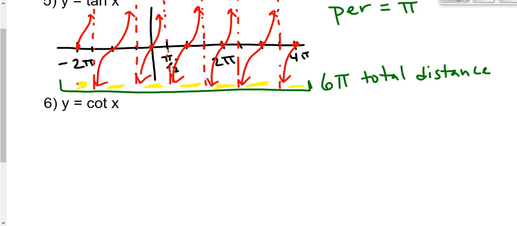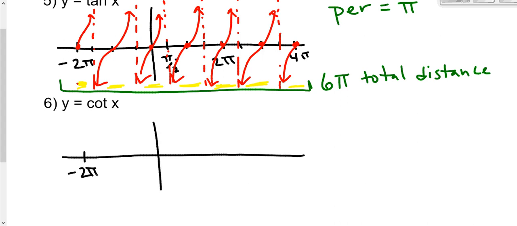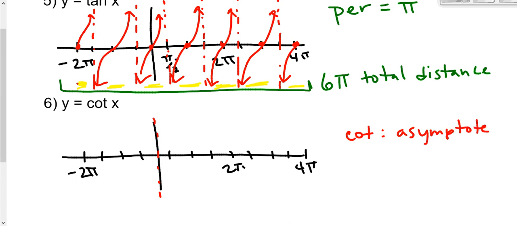Now we'll do cotangent. Negative 2 pi, 2 pi, 4 pi. Split those up into chunks. Everywhere that tangent had a 0, cotangent has an asymptote. So this is key to remember: cotangent, asymptote at 0. Once you get that in place, you're golden, as long as you remember that the curves go down. Asymptote at 0, curves go down.